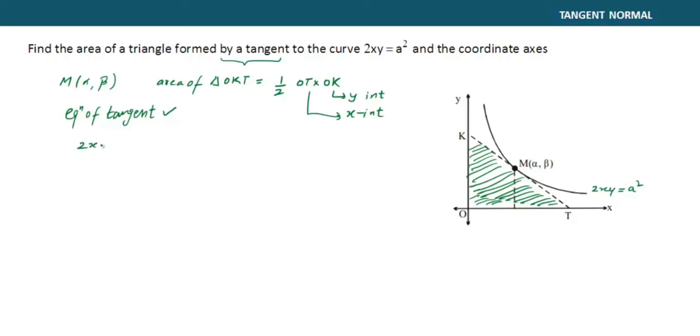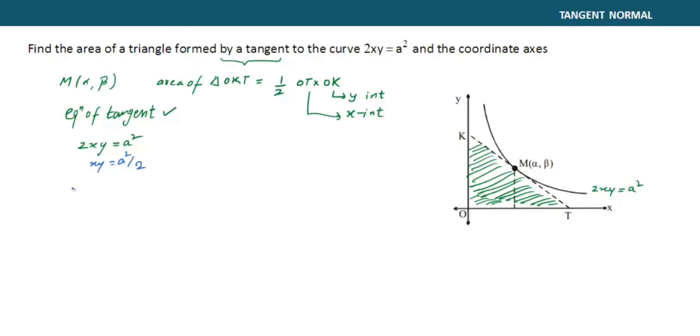The curve is 2xy is equal to a square, right? So you want to find dy by dx. Let's differentiate. So if we differentiate, what will it become? 2 can be taken on this side and then you can differentiate, right? So xy is equal to a square by 2. Why have I done that? Because this will completely be 0.